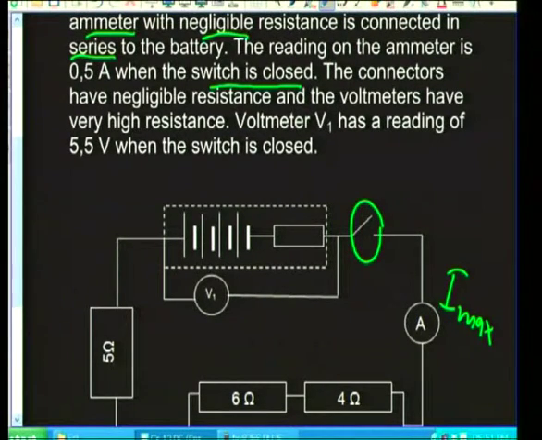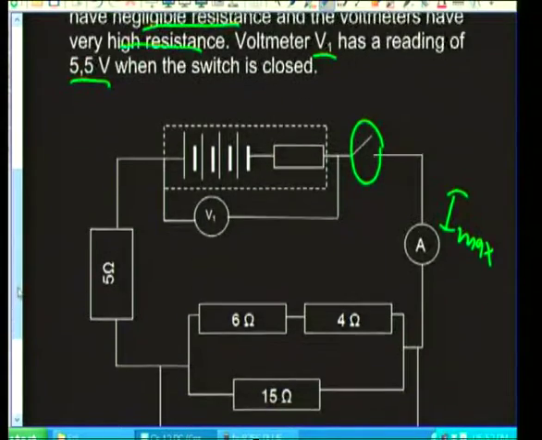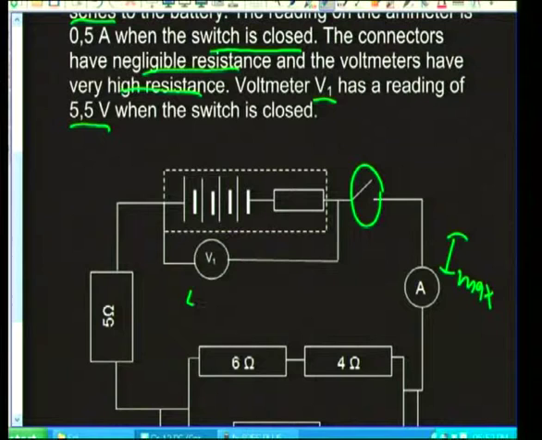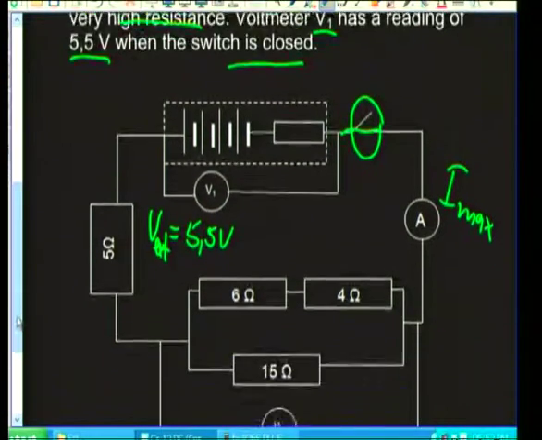The connectors have negligible resistance. The voltmeters have very high resistance. Voltmeter V1 has a reading of 5,5 volts when the switch is closed. So this is reading the potential difference of the external circuit. When we close the switch, it reads 5,5, and we're happy with that.